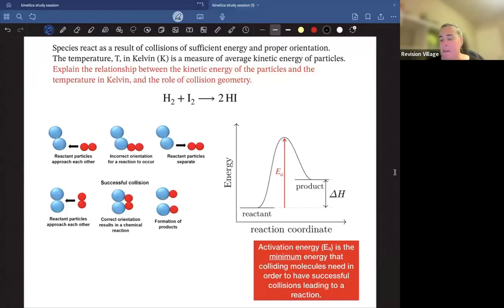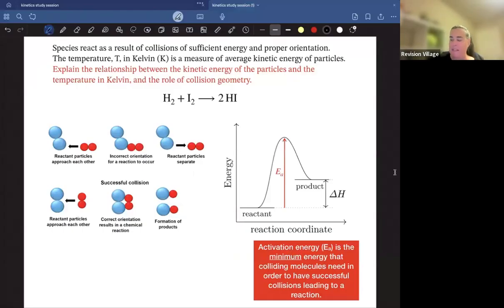Collision theory is a big idea early in the kinetics unit. It says that for a reaction to occur, the reactants have to collide, they have to run into each other, and they have to have enough energy to overcome any barrier, and they have to have the proper orientation.